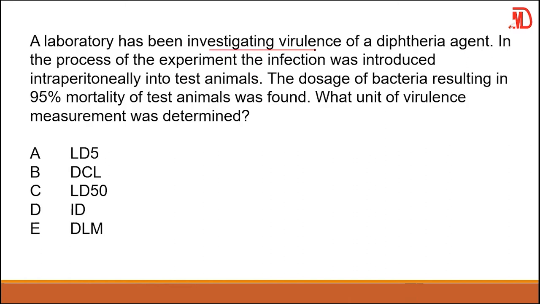A laboratory has been investigating virulence of diphtheria agent. In the process of the experiment, the infection was introduced intraperitoneally into test animals. The dosage of the bacteria resulted in 95% mortality. That means when they give that drug, whatever it is, because they want to know its power, the dosage of the bacteria led to 95% mortality. That means the ability of this bacteria to kill the animal, because they used it on animals, was 95%. What unit of virulence measurement was determined?